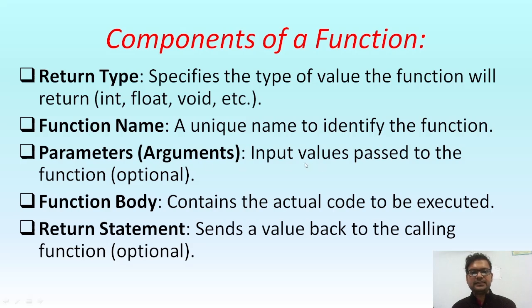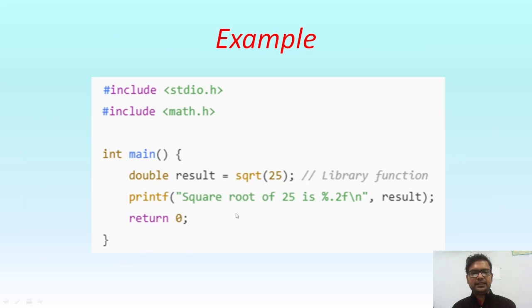The argument part is that if, to perform the operation for which the function is written, it requires any inputs, then you need to pass them as arguments. And if you do not require any kind of inputs to perform the operation by that function, then it is optional. Then comes the function body. The function body is the actual code that is going to be executed when that function is called. And there is a return statement. If the function returns something, if the return type is not void, then it will return the value that is going to be returned. So we will take an example here.